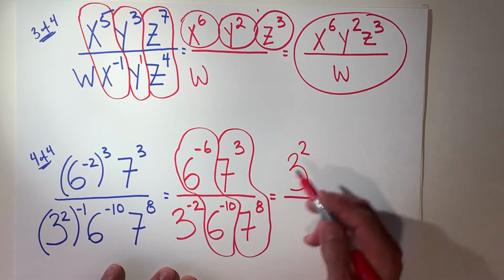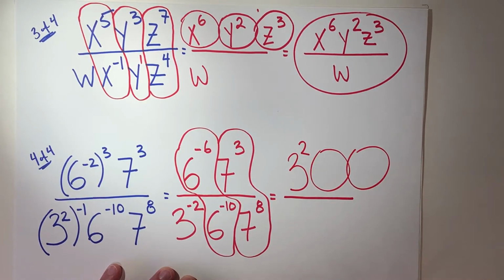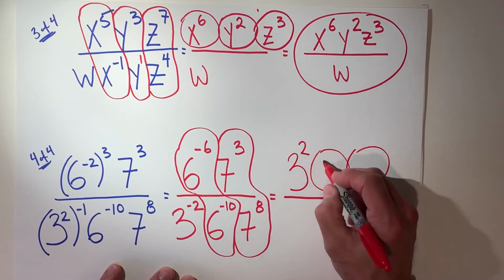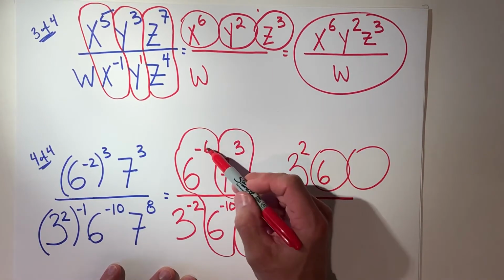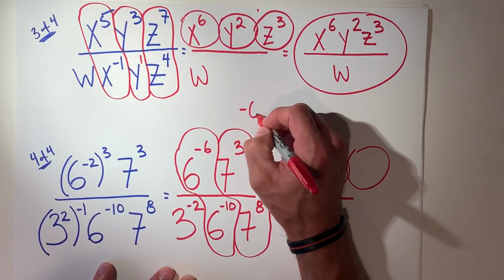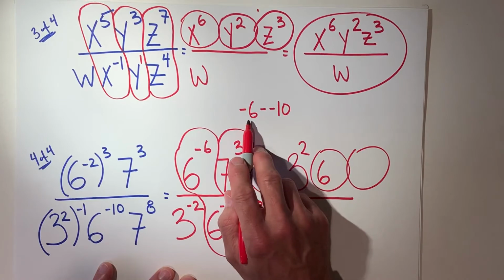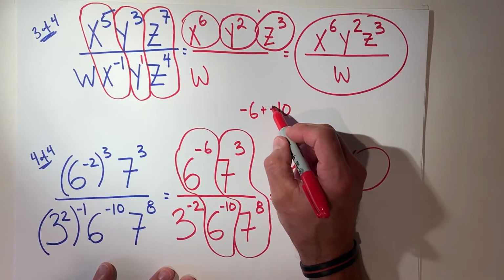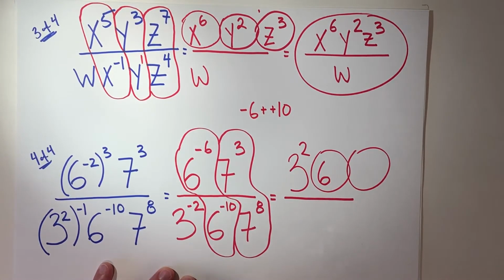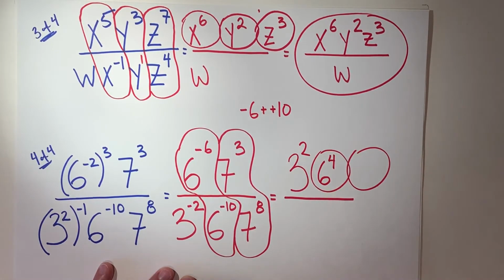I see the 6s, so I'm going to go ahead and write these here and here, and if I need some space below, we'll use it. I have 6s as a base, negative 6 minus negative 10. Now for those of you who need it, that's negative 6 minus negative 10. I keep, change, flip. So negative 6 minus negative 10 becomes negative 6 plus 10, and that's a 4.